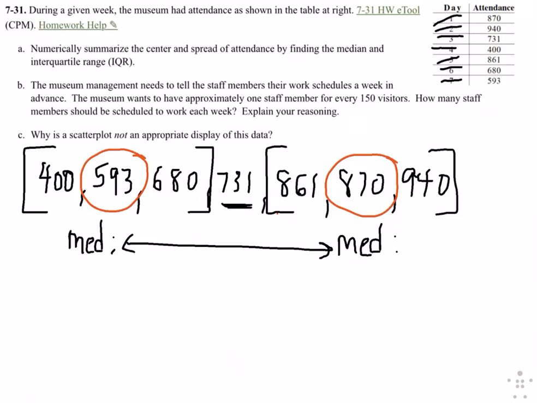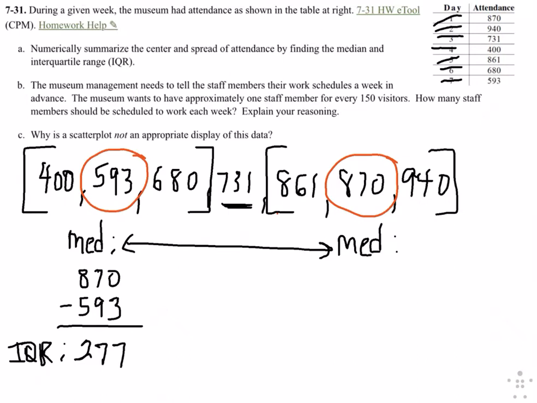So to calculate the IQR, interquartile range, I take the higher median and subtract the lower median. So I get 870 minus 593, and if I subtract those, I get 277. So the IQR, or the interquartile range, is 277.